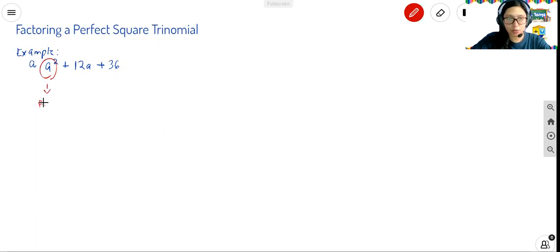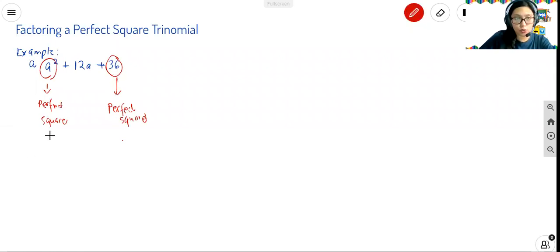Look at the first term. It should be a perfect square. That means when you get the square root, you will get the number here. So a squared, the square root of a squared is a. Also, look at the last term. It should also be a perfect square. So 36, the square root of 36 is 6, or 6 squared is equal to 36. So I will just write here the square roots: we have a and we have 6.